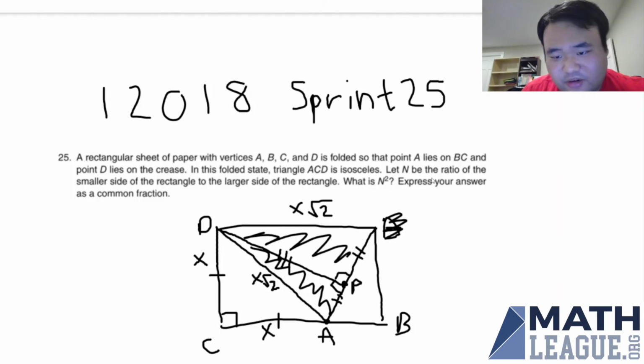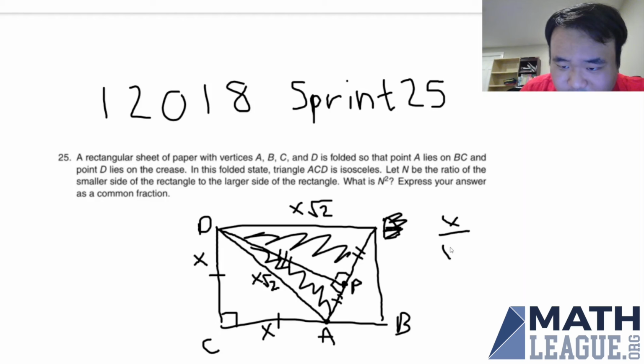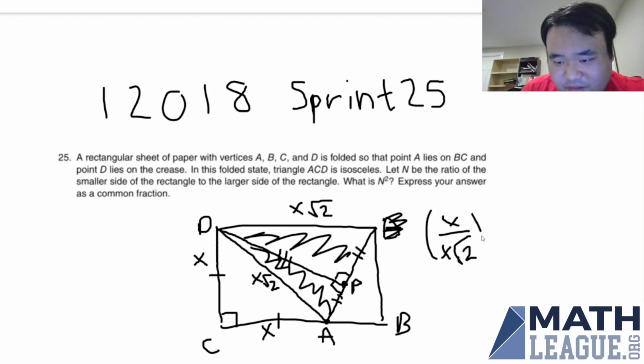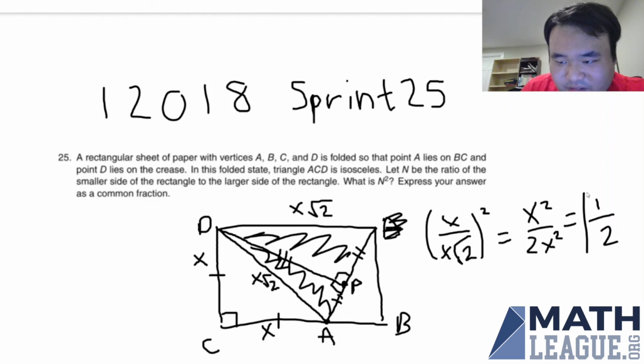So now we're looking for n, which is the ratio of the smaller side of the rectangle to the larger side. So that is just X over X root 2. And since we're looking for n squared, we have to square this, which gives us X squared over 2X squared. And since the X squareds cancel, we are left with 1/2. And this is our answer.